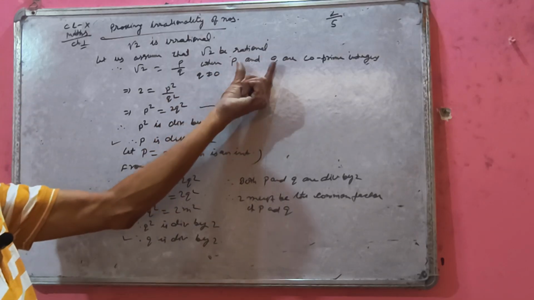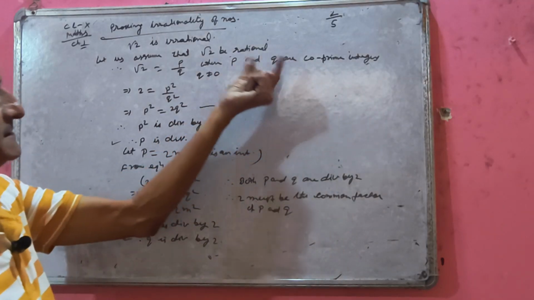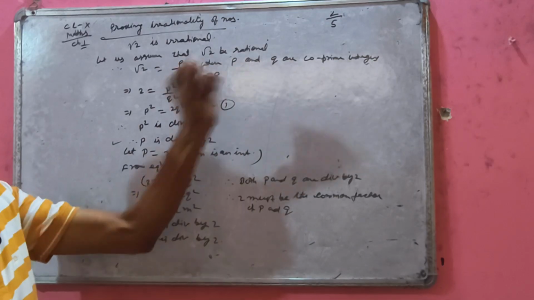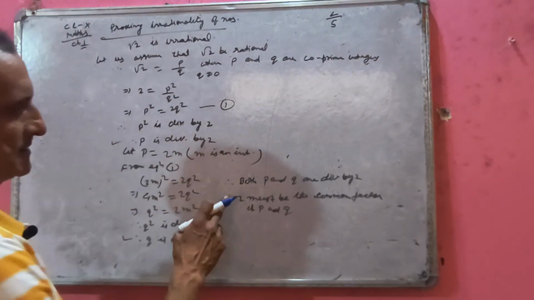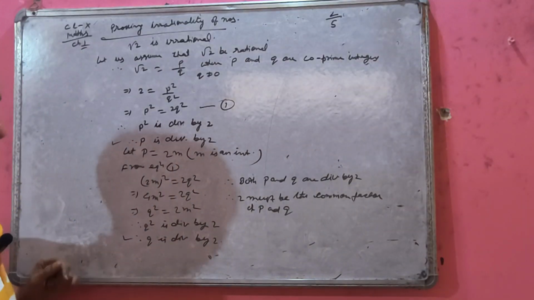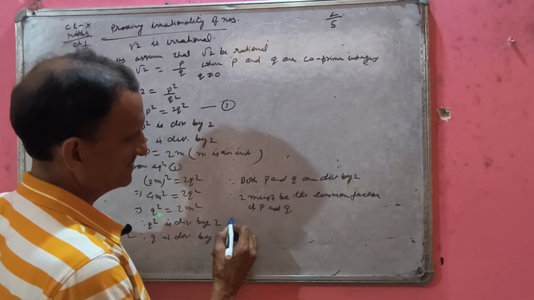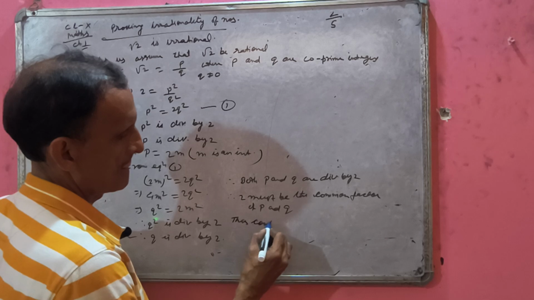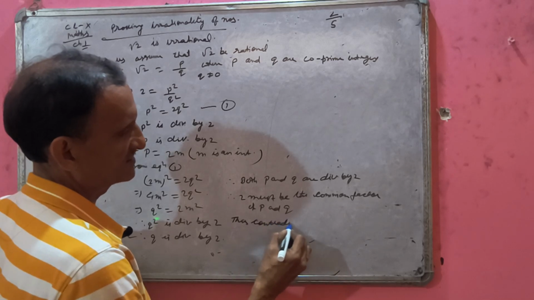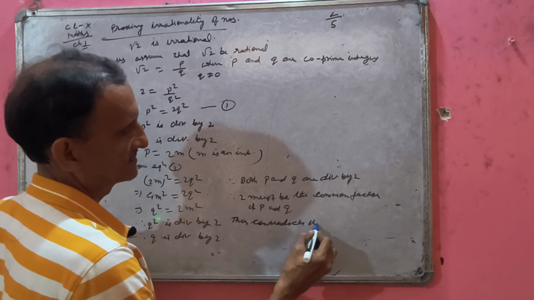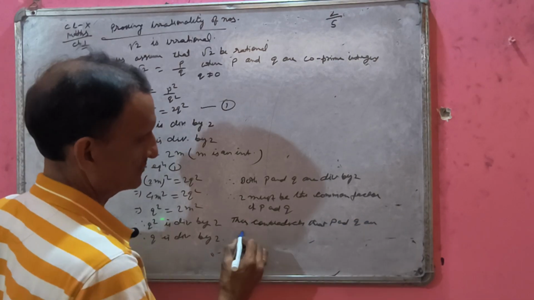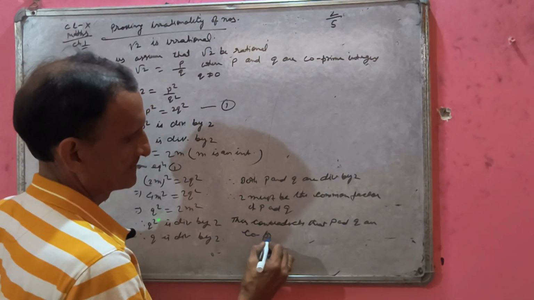What we have assumed is that p and q are co-prime integers. That means they do not have any common factor other than one. Here we are getting a common factor of p and q. So this contradicts that p and q are co-prime integers.